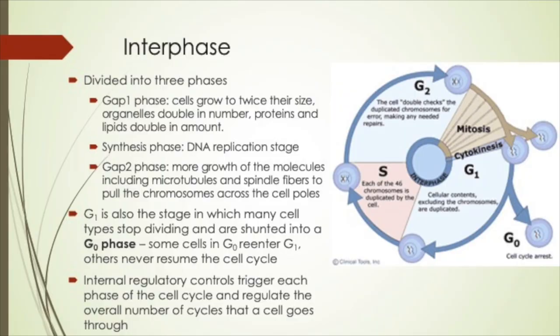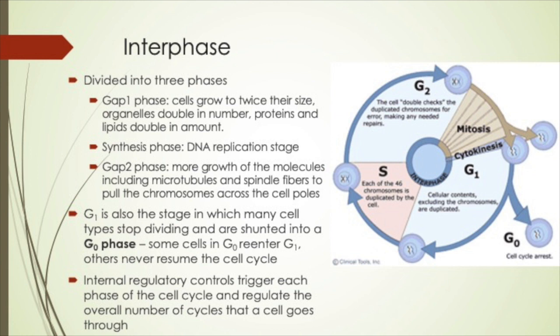The life cycle of a cell, or the cell cycle, is divided into 3 different parts. And we have mitosis, we have interphase, and we have cytokinesis. So let's start off with interphase. Interphase is divided into 3 phases.